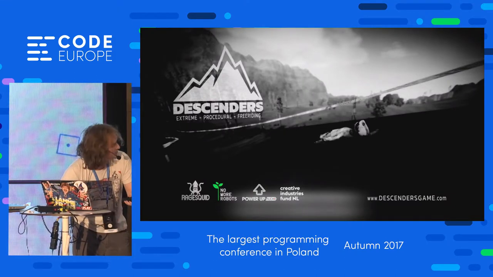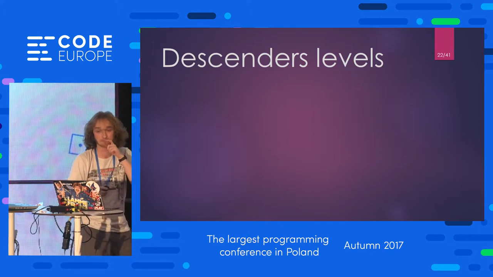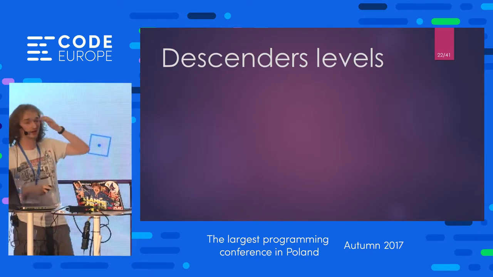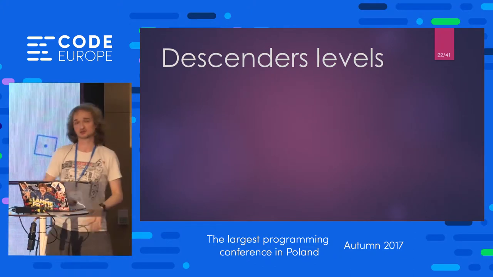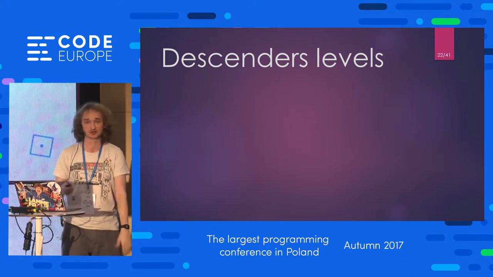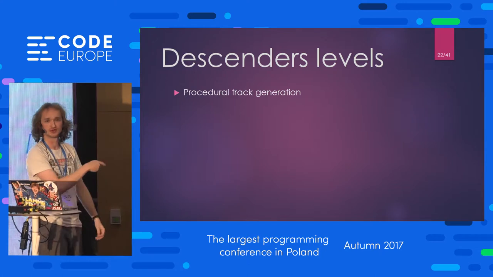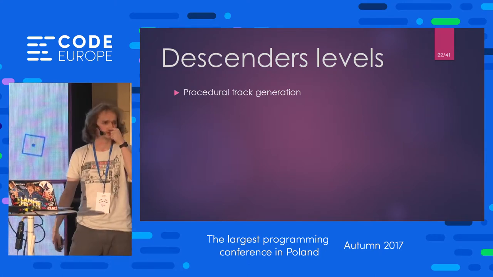Yeah, so that's Descenders. Let's go back to the presentation. So everything you saw in the trailer was all procedurally generated. So this was a very interesting challenge. So how do we do procedural mountain bike track generation?